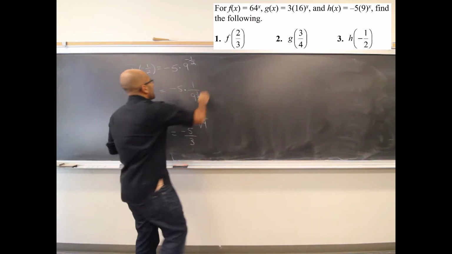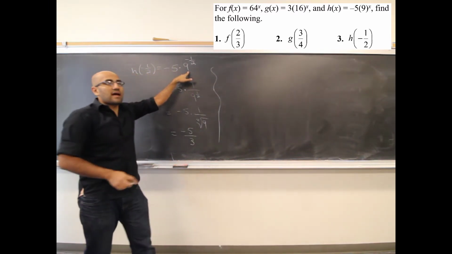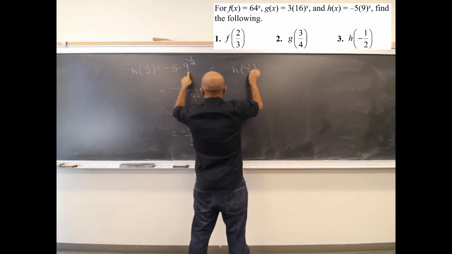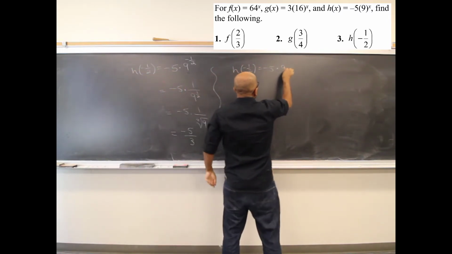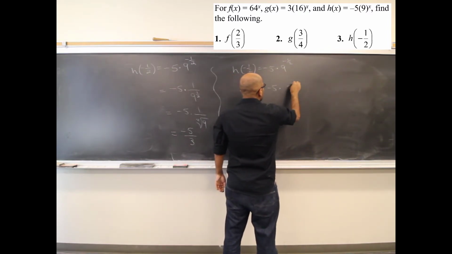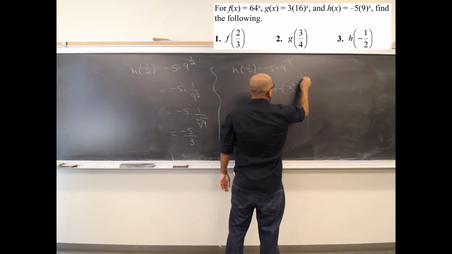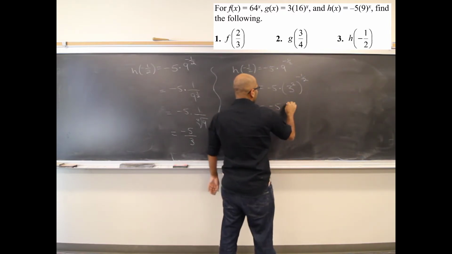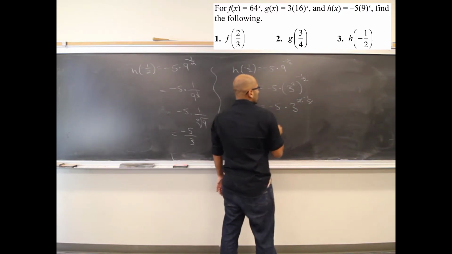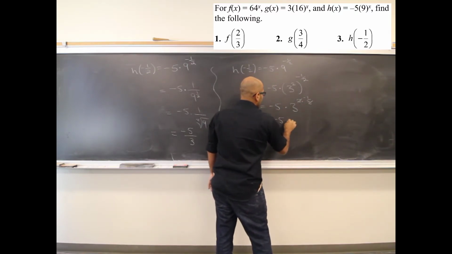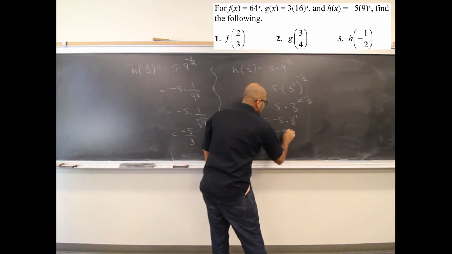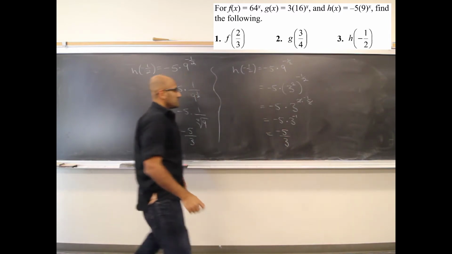What's another possible way of doing this? Well, if you notice right away that 9 is equal to 3 squared, h of negative 1/2 is equal to negative 5 times 9 to the negative 1/2 power. So this is negative 5 times 3 squared, that's what 9 is, to the negative 1/2, equals negative 5 times 3 to the 2 times negative 1/2. The 2's reduce, giving me negative 5 times 3 to the negative 1, and to get rid of that negative in the exponent, it's negative 5 over 3. So, same answer.